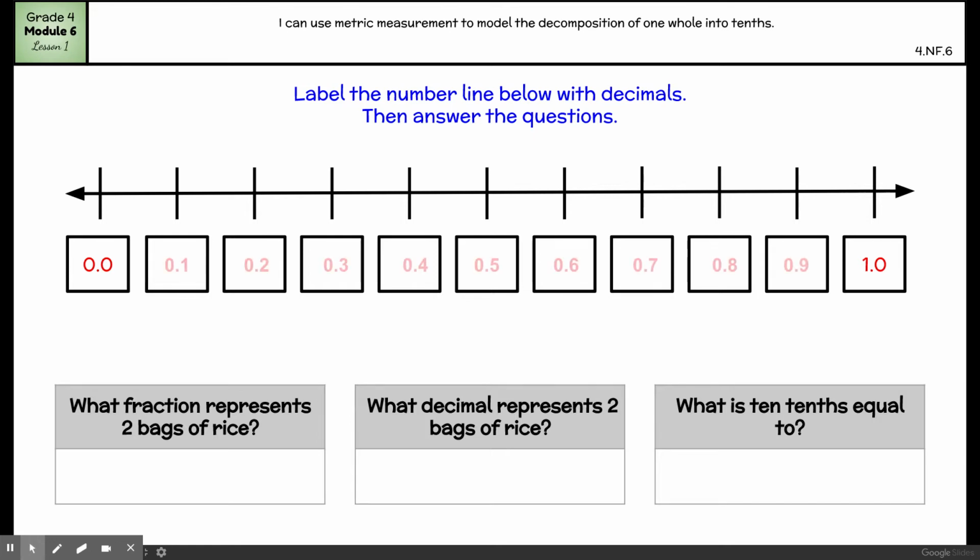All right. Do you have your decimals like this? Awesome. You should have all the way from 0 tenths to 10 tenths, which looks like one whole unit. And let's go ahead and answer these questions. What fraction represents 2 bags of rice?